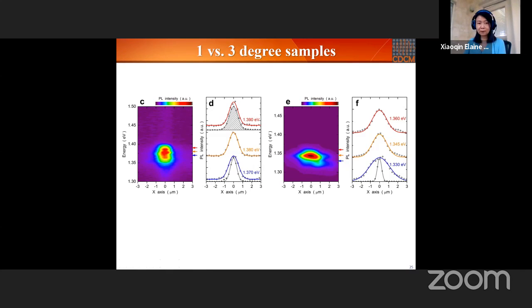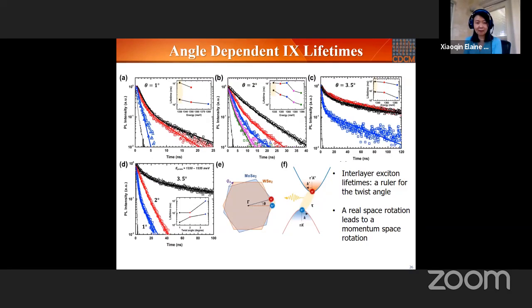And finally, there's another subtle thing: the lifetime of this interlayer exciton is also rapidly changing with the twist angle. Because when I rotate the layer in real space, there's also rotation in momentum space. That momentum space rotation makes my transition develop an indirect transition nature. And therefore the lifetime for the interlayer excitons is tunable from 1 nanosecond to hundreds of nanoseconds or longer. So many properties are truly controllable through the twist angle.